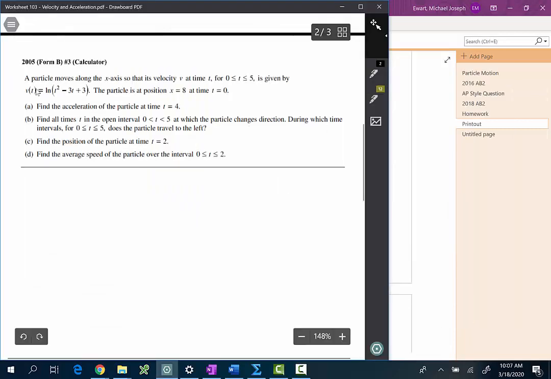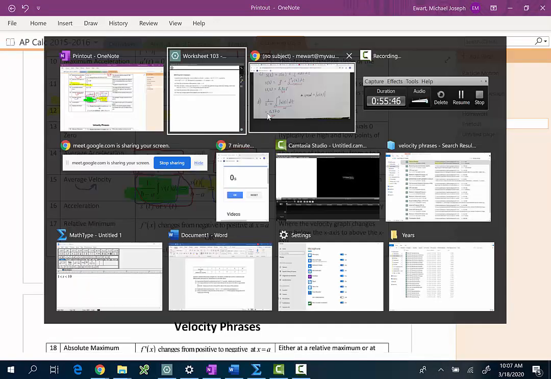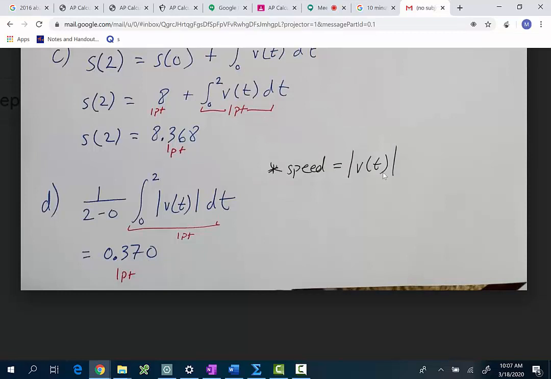Now, they gave us a formula for velocity. So if we were doing average velocity and we're given velocity, then we're going with the average value formula. The issue is, instead of velocity, they want average speed. Well, we know speed is just that absolute value, so all we're going to do is the average value: 1 over 2 minus 0, integral from 0 to 2, but of the absolute value of v of t dt. We got one more question, let's speed through it.